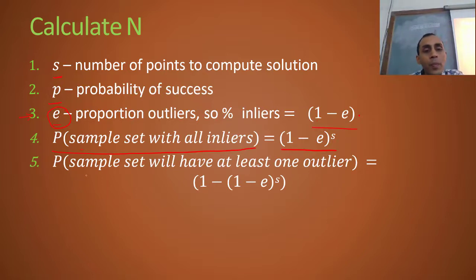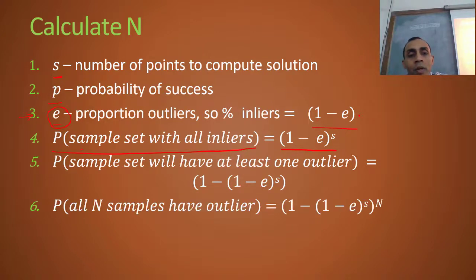Now the probability of getting a sample set which will have at least one outlier will be 1 minus this probability, because this was the probability where we said there was no outlier. So for having at least one outlier, we just subtract from 1, because it's a probability thing.